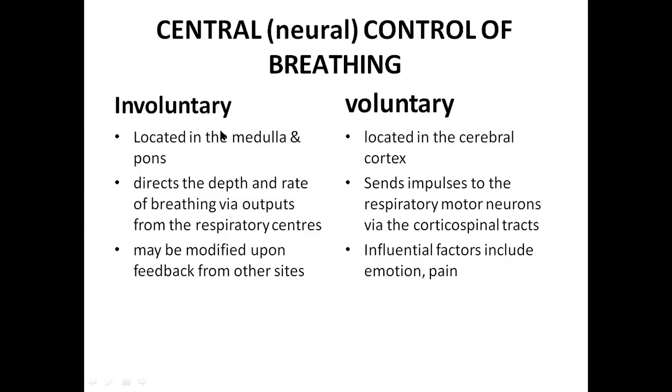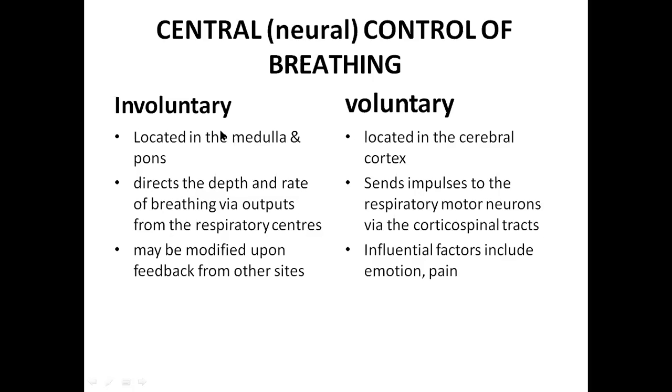In involuntary control, the involuntary control center is present inside the medulla oblongata and pons varolii. The voluntary control center is located in the cerebral cortex. Voluntary control means we willingly control our breathing movements. Our consciousness center is present in the cerebral cortex. That's why voluntary control is said to be present in the cerebral cortex.